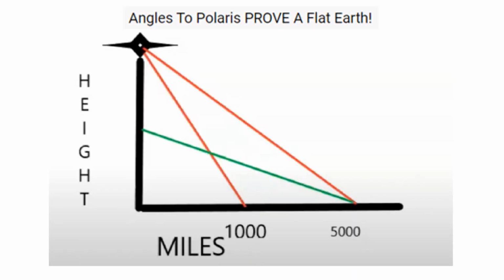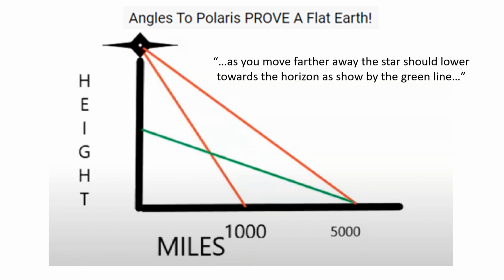Well, that's certainly a fine example of well thought out flat earth logic. So the title of this video is Angles to Polaris Prove a Flat Earth, and then he shows us a diagram with two red lines from the observer to Polaris. But then he immediately contradicts himself and says, as you move farther away, the star should lower towards the horizon as shown by the green line. And of course, the green line is an angle to a location that is well below Polaris.